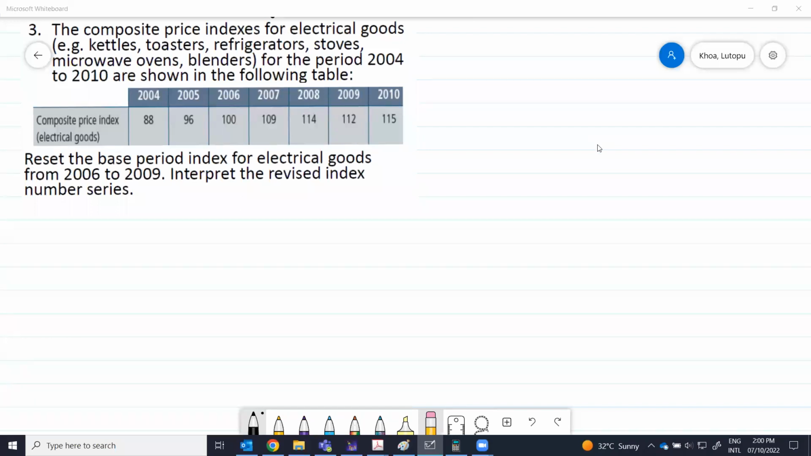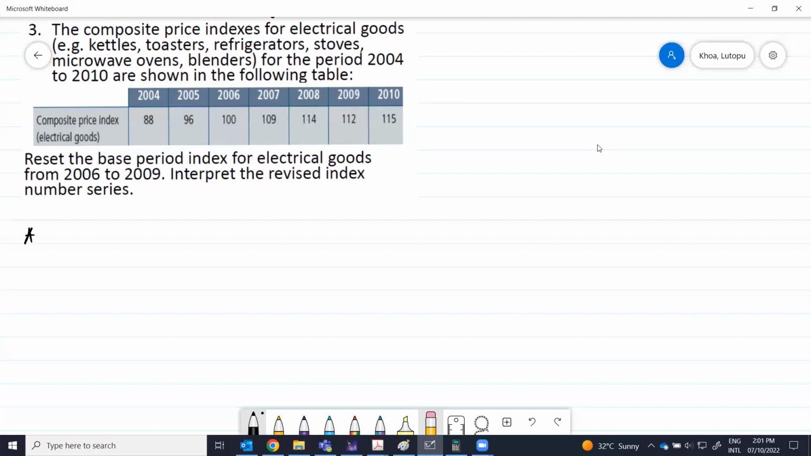Question 3, the composite price indexes for electrical goods, for example, kettles, toasters, refrigerators, stoves, microwave ovens, blenders, and so on, for the period 2004 to 2010 as shown in the table below. We set the base period index for electrical goods from 2006 to 2009. So here, all you need to do is work out what the adjustment factor is, and then multiply each of the items by that adjustment factor.